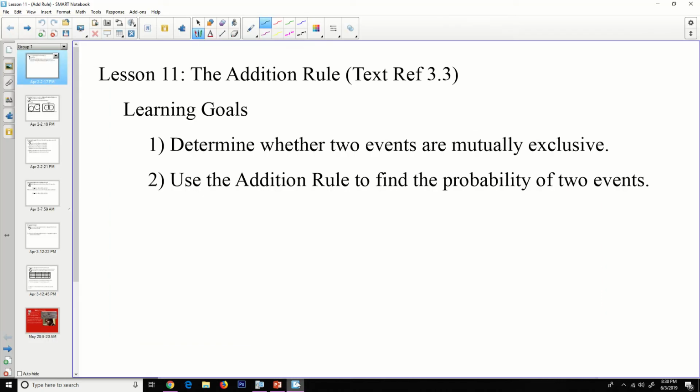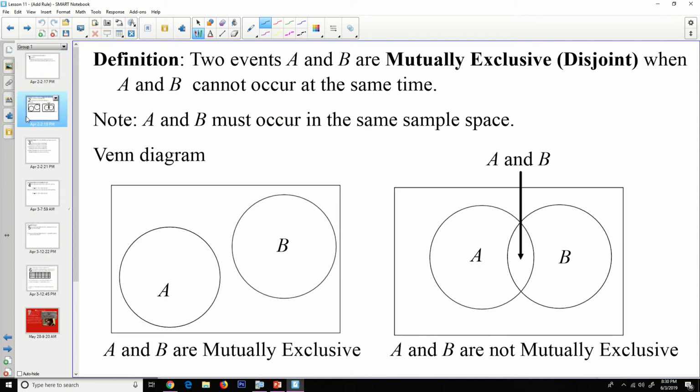Let's get to it. Today we're going to determine whether two events are mutually exclusive or disjoint, and then we are going to use the addition rule to find the probability of two events. So first, two events, A and B, are mutually exclusive, also known as disjoint, when A and B cannot occur at the same time. Note, A and B must occur in the same sample space, so Venn diagram. A and B are mutually exclusive when they have no overlap. They are not mutually exclusive when there is an overlap between A and B.